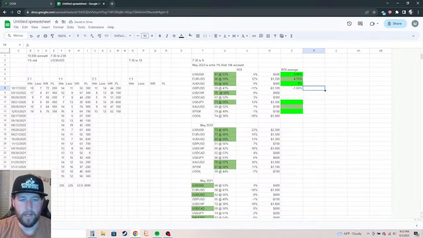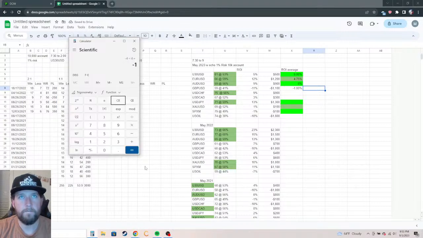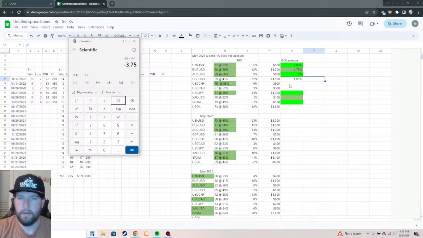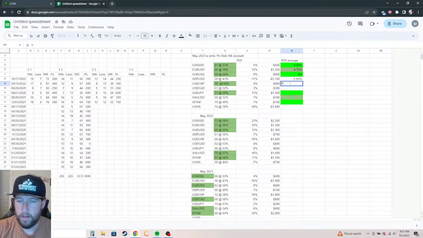Okay, now US dollar franc. So what, 9 minus 10 minus 18 plus 4. Divide by 4, negative 3.75. So far the franc is the worst pair.